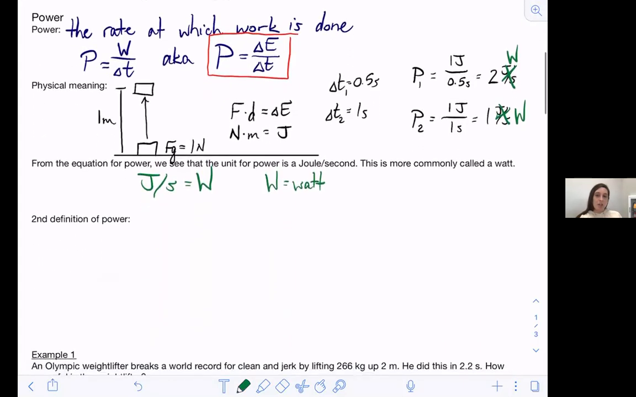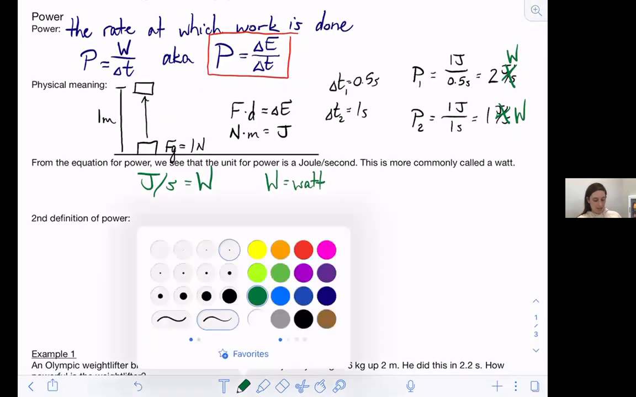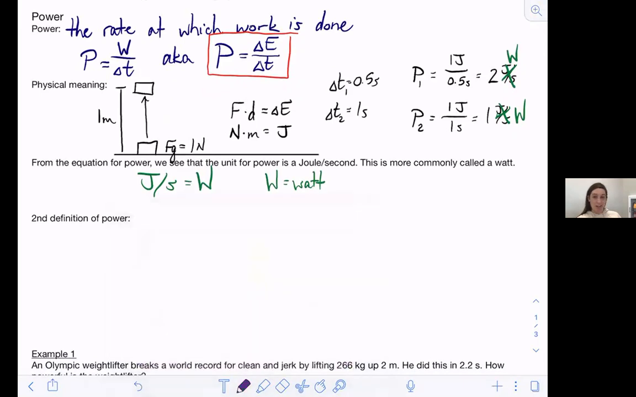Now, there is another way for us to talk about power, and this is kind of an underground way of talking about it. You will not see anything about this on the equation sheet, but it does turn out to be quite useful. What we're going to do is a little bit of derivation here. We know what power is. Power is work over time. Just getting it right from the definition.